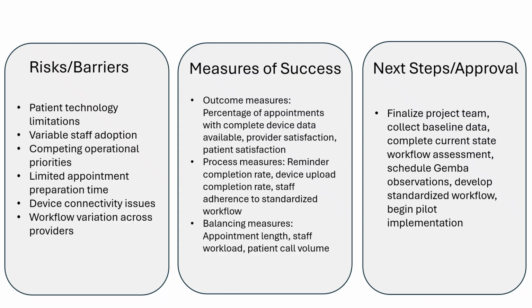Finally, we have next steps and approval. This section answers one simple question. What is the very next thing the team needs to do? Once the project charter is approved, the team can begin collecting baseline data, understanding the current state, and preparing for the improvement work ahead. At that point, the project charter has done exactly what it was designed to do. It has aligned the team around a common purpose before the real work begins. If you don't measure improvement, you cannot confidently demonstrate it.